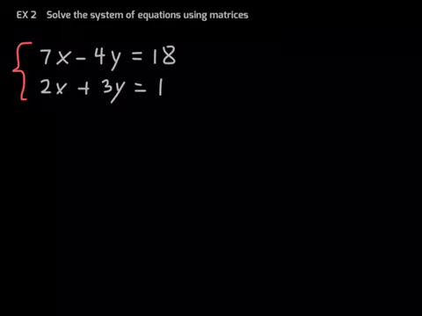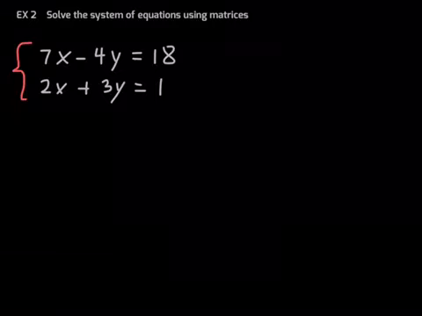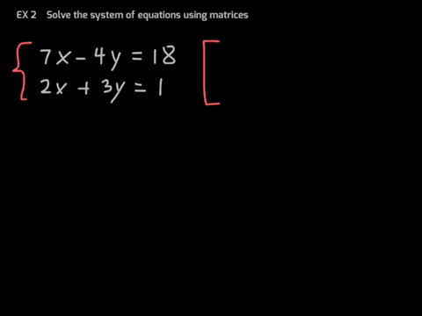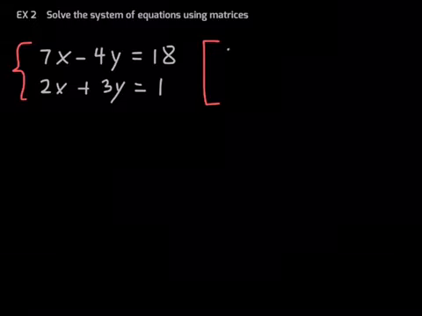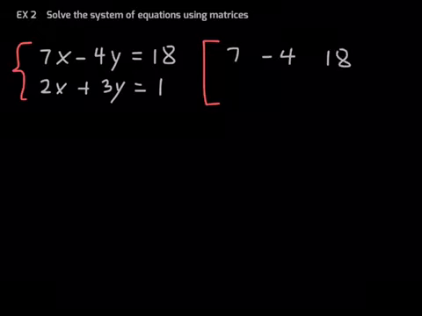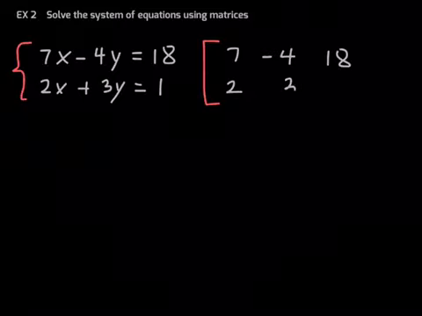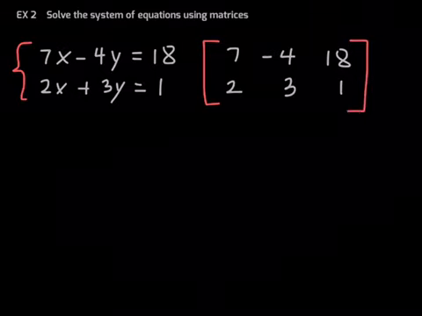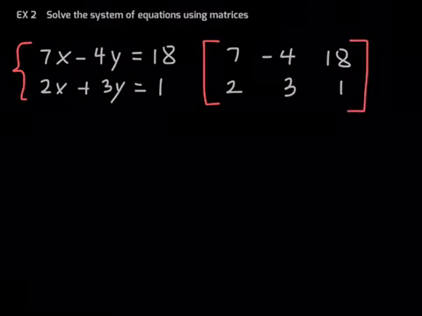All right, here's our brand new system. Let's write the corresponding matrix. Sometimes people call this the augmented matrix. So the first row will be 7, negative 4, 18. And then the second row will be 2, 3, and 1. Make sure you're using brackets. All right, cool. What we want to do is write this matrix in reduced row echelon form.